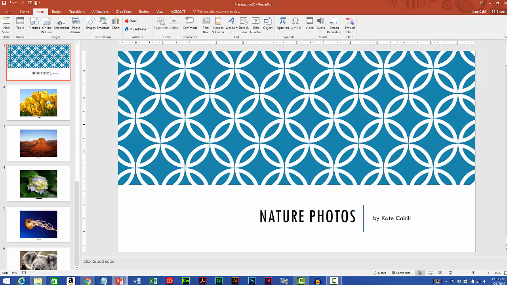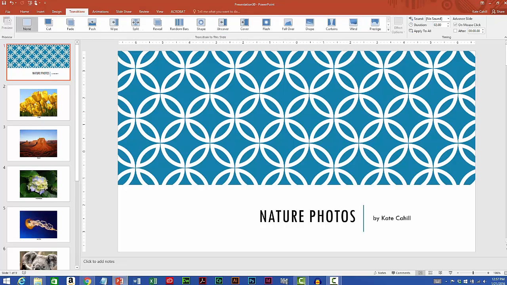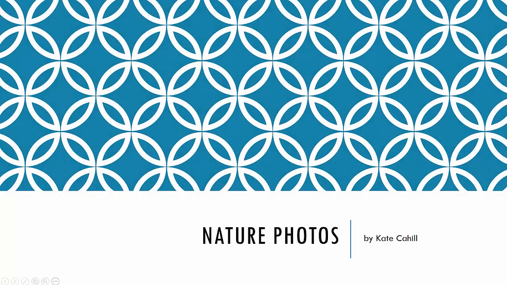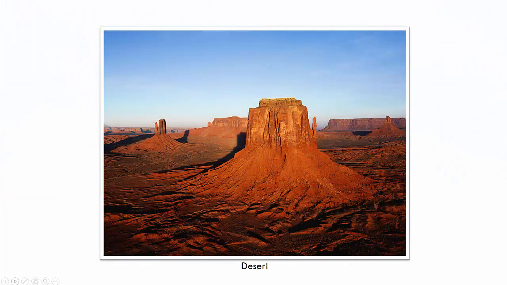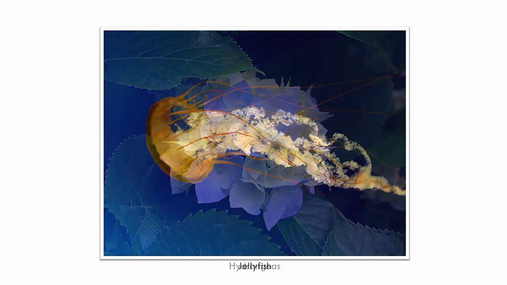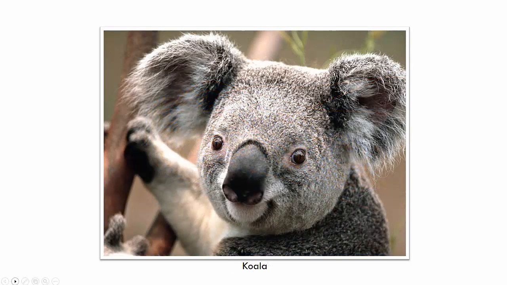Before we preview this as a full screen slideshow, I'll add some transitions. I'll go up to the Transitions tab of the ribbon, and I'll select Fade for my transition. Then I'll go over to the Timing group and click Apply to All. And now we'll preview this slideshow. I'll start it from the beginning. Now I'm clicking through this slideshow.